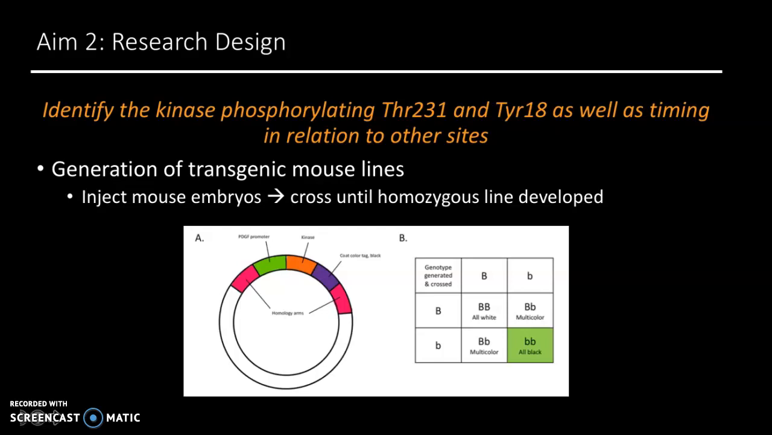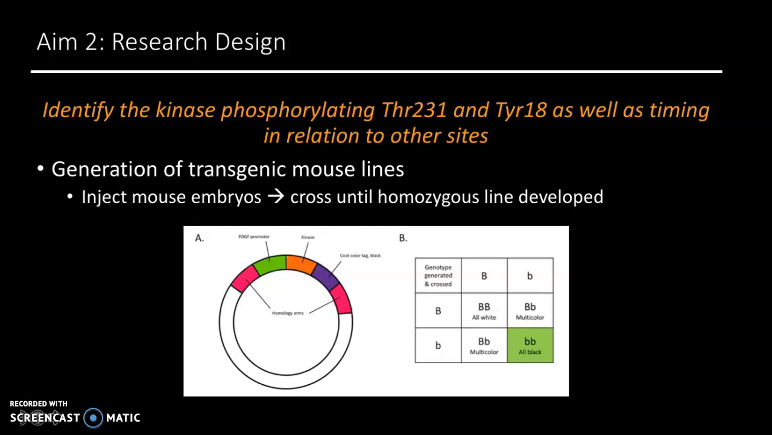Then I have my aim 2. This is to identify the kinase that is phosphorylating threonine 231 and tyrosine 18, as well as the timing in relation to other sites. So the first thing I'm going to do is generate a transgenic mouse line. So my plan for this is to inject white mouse embryos with a vector that contains the kinase that I'm interested in, the PDGF promoter, and a black coat color tag. And then you can also see the homology arms in part A.